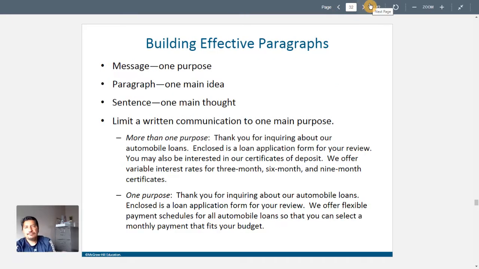Now, one of the main points to remember in effective writing is the effective paragraph. Your message, one purpose; your paragraph, one main idea; and sentence, one main thought. So limit written communication to one main purpose. Do not try to write too many subjects, too much happening, or too many problems you're discussing, because it would deviate the reader's attention.